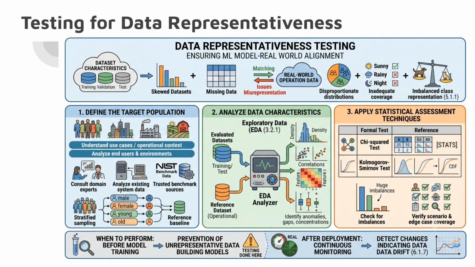Data representativeness testing determines how closely the characteristics of the datasets used for training, validation, and testing ML models match the real-world data that the ML model will encounter in operation. This testing addresses various forms of misrepresentation, including skewed datasets, missing data, disproportionate feature distributions, inadequate coverage of operational scenarios, and imbalanced class representation. This testing typically includes the following steps.